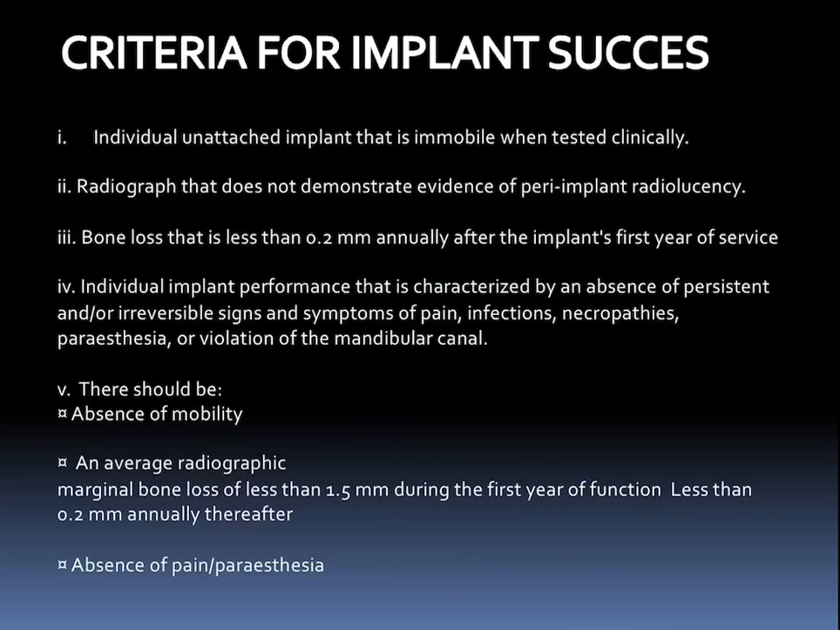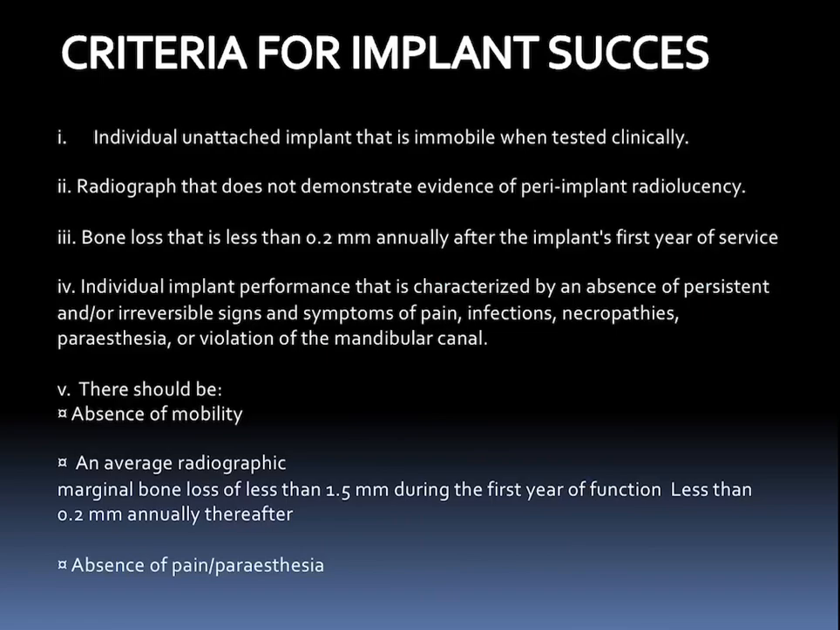So when we talk about the criteria for implant success, it can be based on the unattached implant that is immobile when tested clinically. The radiograph should not show any radiolucency. The bone loss is less than 0.2 mm annually just after the first year of placement of the implant. Later it can be less than 0.1 mm, that is the crestal bone loss. If the crestal bone loss is more than 1.1 mm per year, it could be considered as an implant failure.